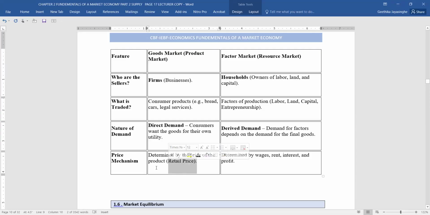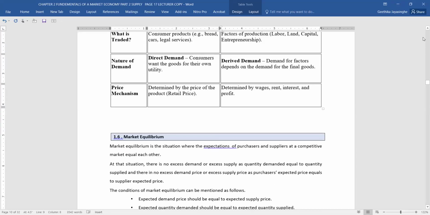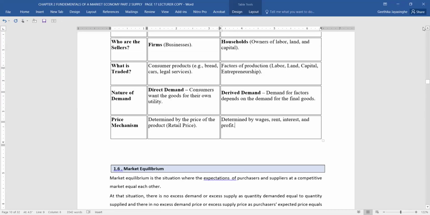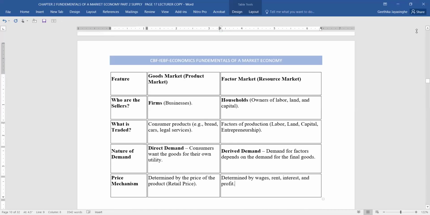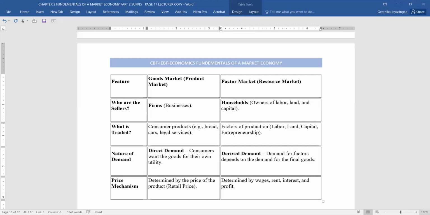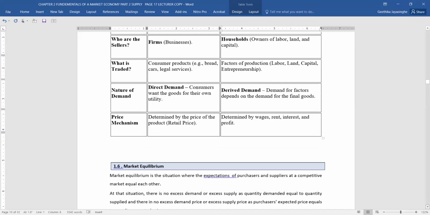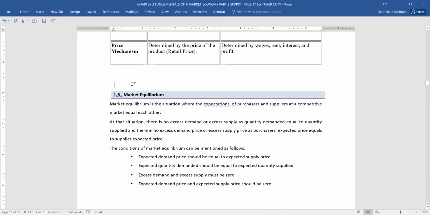Here, it is determined by the price of the product, you decide on the price, and here you talk about the factor income. Not really so much, but they can ask you to compare this and this. So I put it in a table form. And there we are going to talk about the market equilibrium. I want you to have pen, pencil, erasers, and all that. You're going to draw a lot of graphs.